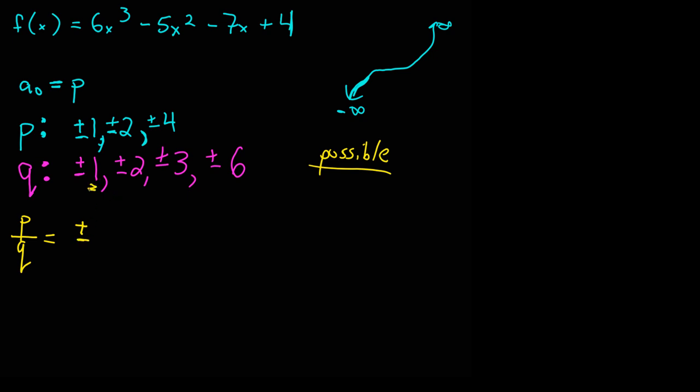So the first denominator I can get is going to be 1. And I can have 1 over 1. I can have 2 over 1. For each q, I'm going to list every p. And I can also get 4 over 1. So I've worked my way through the first possible denominator.